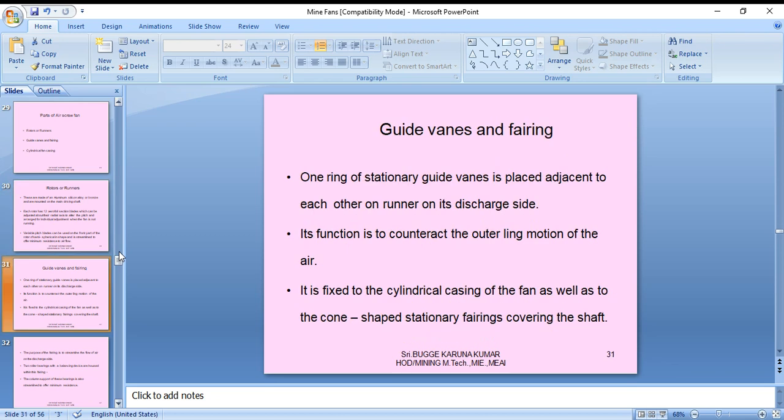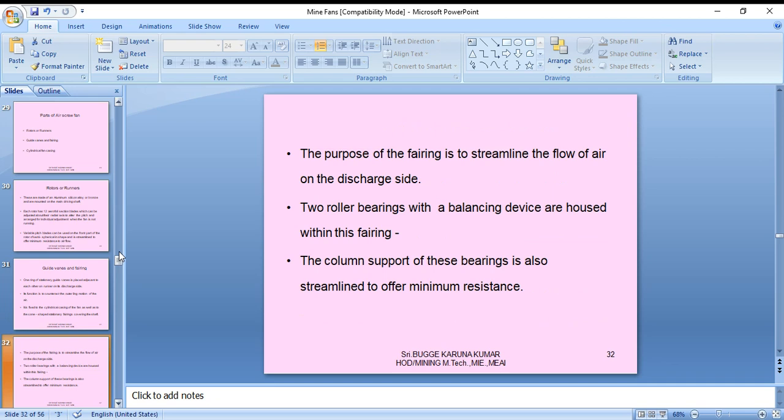So guide vanes and fairings. One ring of stationary guide vanes is placed adjacent to each other behind the runner on its discharge side. Its function is to counteract the outward spiral motion of the air. It is fixed to the cylindrical casing of the fan, as well as the cone-shaped stationary fairings covering the shaft. So this is the construction point of view that you can understand.